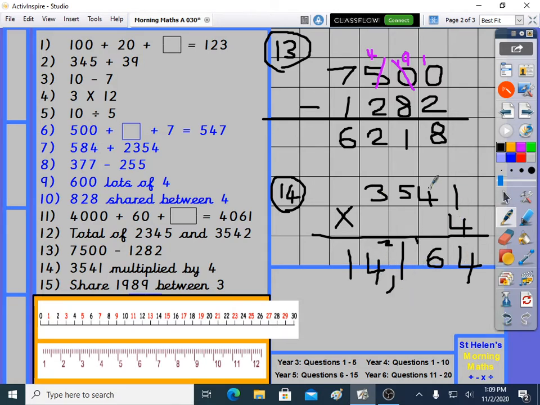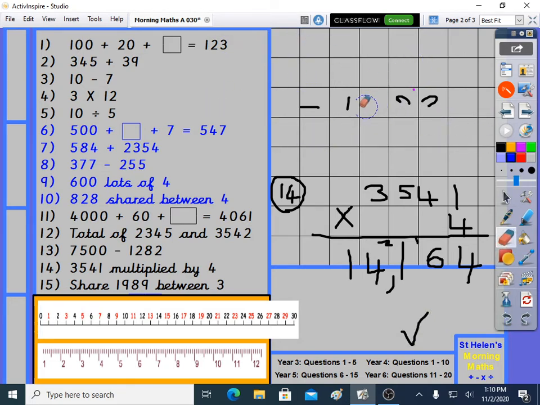4 times 1, 4. 4 times 4, 16. 4 times 5, 20, plus 1, 21. 4 times 3, 12, plus 2, 14. I don't think I'll check that one with the grid method this time. So I'm pretty confident that's correct, haven't checked it. We can go to question 15.